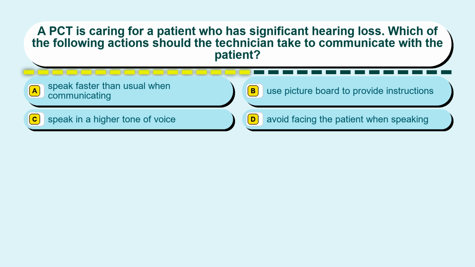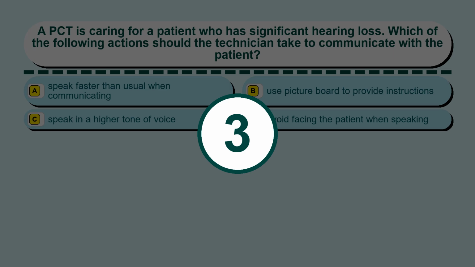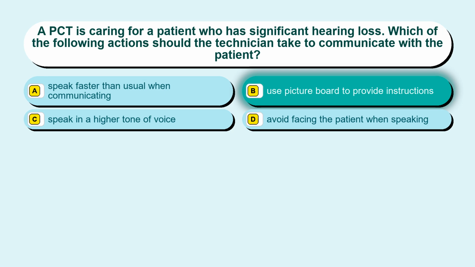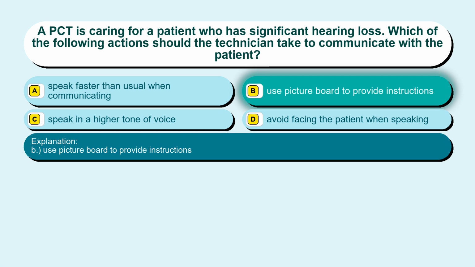Option A, speak faster than usual when communicating. Option B, use picture board to provide instructions. Option C, speak in a higher tone of voice. Option D, avoid facing the patient when speaking. The correct answer is option B, use picture board to provide instructions.